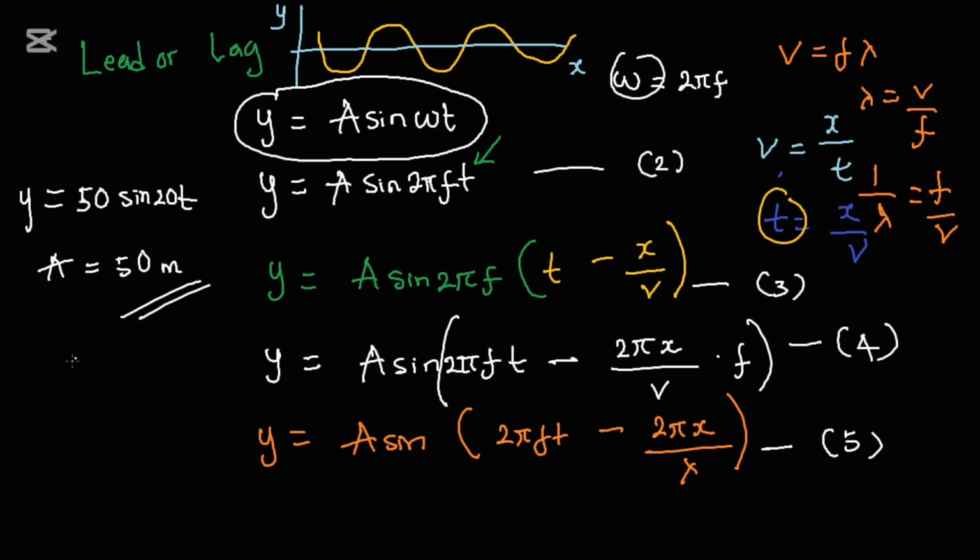We can just say 2πf is going to be equal to 20. Therefore our frequency is going to be equal to 20 over 2π. You can use 3.14 as the value of pi and you get the frequency in hertz. So that's just what the mathematical wave equation is all about.